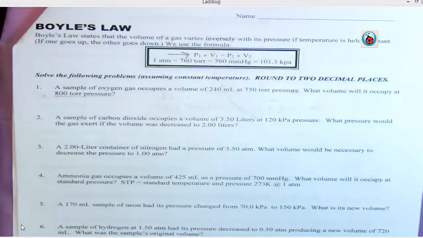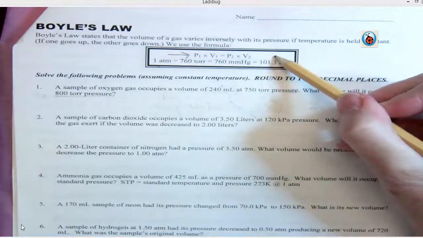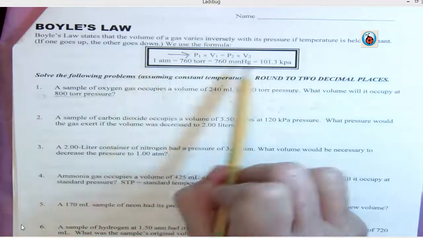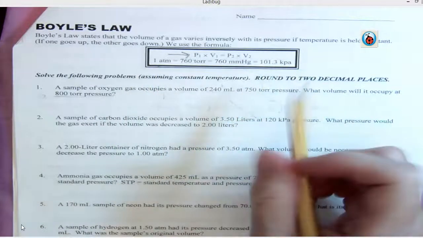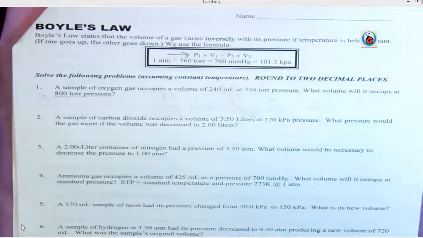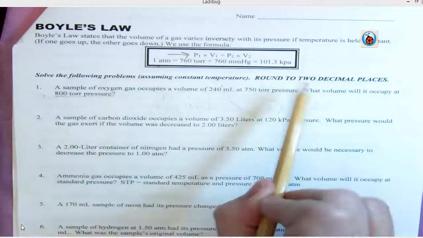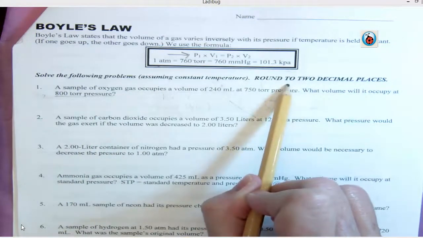All right, let's look at this Boyle's Law worksheet. Here is Boyle's Law up at the top. And here's our pressure conversions, and you know how to do pressure conversions. There's two, number 7 and 8, where you need to do a pressure conversion. Also, we need to show all our work, and we're going to round to 2 decimal places.